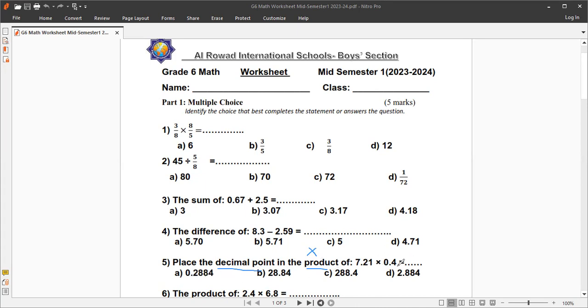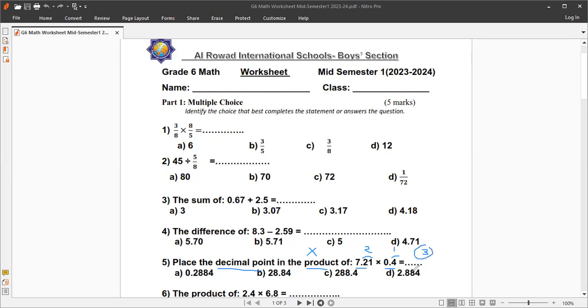So how do I multiply decimal numbers? I multiply as if they are whole numbers. Then I need to count how many decimal places we have in the two factors. What do I mean? I mean how many digits after the point. We have 2 digits here, 2 and 1. Here we have 1 digit. So in total we have 3 decimal places.